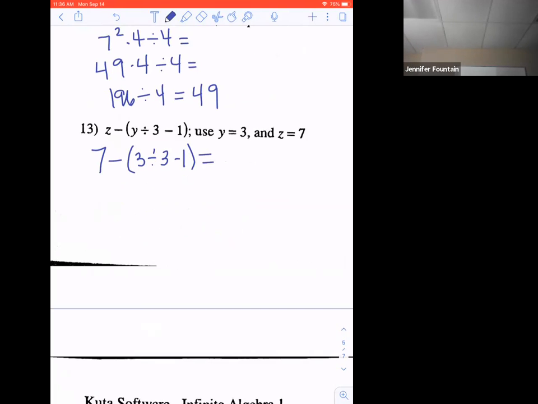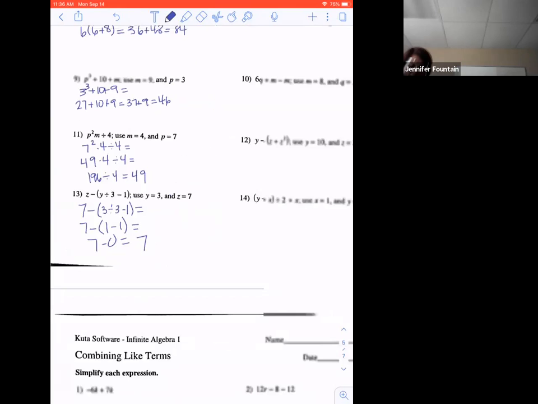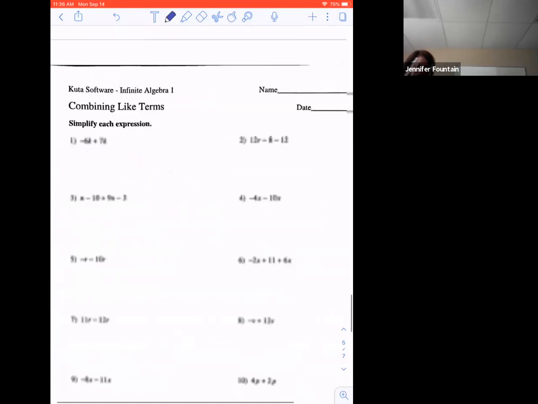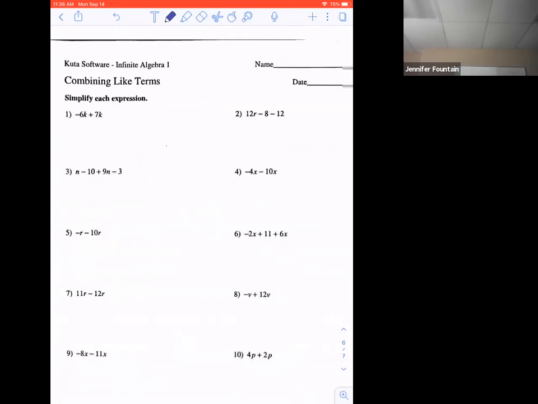You should have 7 minus, and then parentheses, 3 divided by 3 minus 1. What am I going to need to do first? Parentheses, and inside parentheses, what do I do? Divide. 3 divided by 3 is 1, and 1 minus 1 is what? 0. So I have 7 minus 0 equals 7. Good job. All right, turn to the next page.